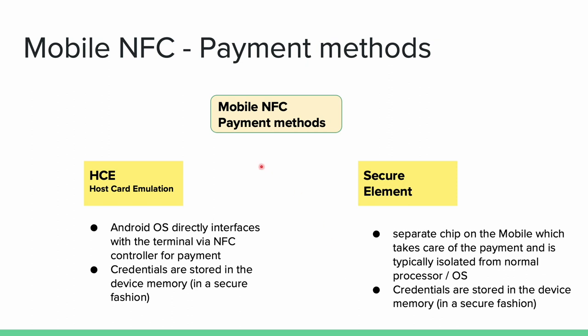Both of these are secure, but each of them have their own advantages and disadvantages. For example, in case of secure element, you need a separate chip which adds to the cost and how it is maintained. Whereas in host card emulation, the same processor is also catering for payments and normal day-to-day activities.